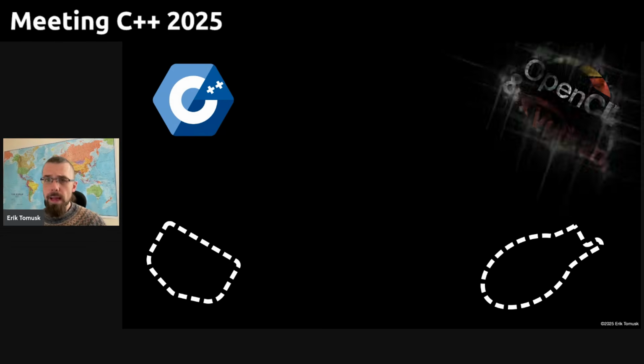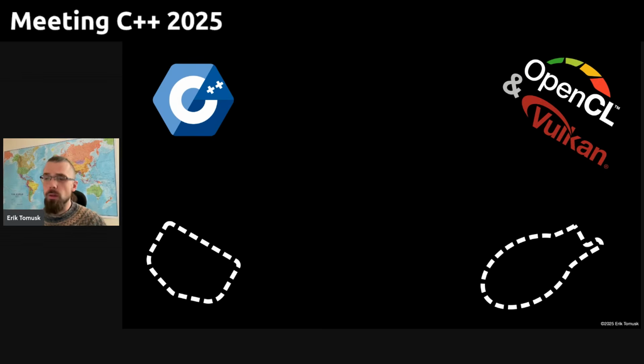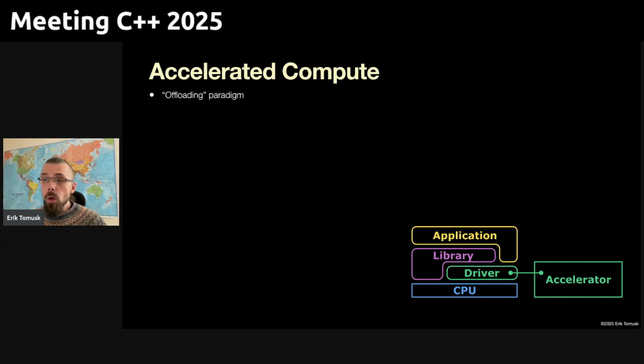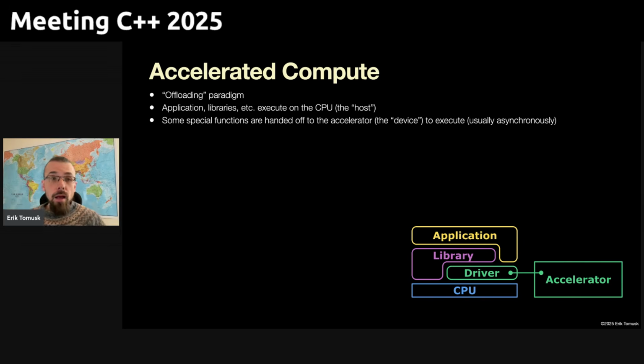Next up, let's look at OpenCL and a little bit of Vulkan. So the topic here is accelerated compute. When we think about accelerated compute, the paradigm we have in mind tends to be one of offloading. That's what I'm showing in this diagram, where we have a software stack of an application and some libraries executing on a CPU, and there's an accelerator off to the side. Then some special functions in the software stack get handed off to be executed by the accelerator, and usually this happens asynchronously. These special functions are called kernels or shaders, depending on the API that you're using.